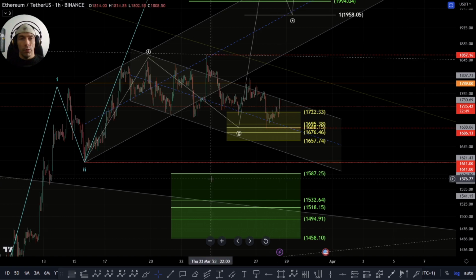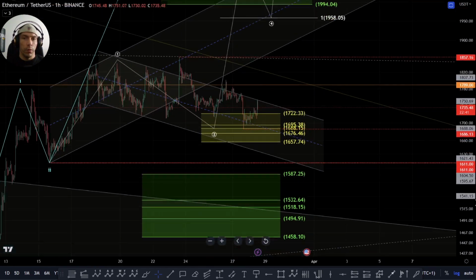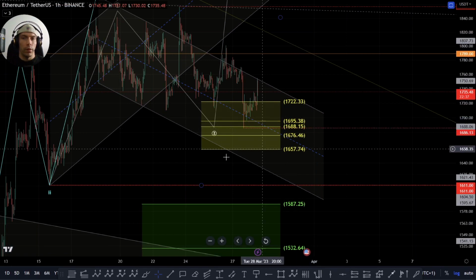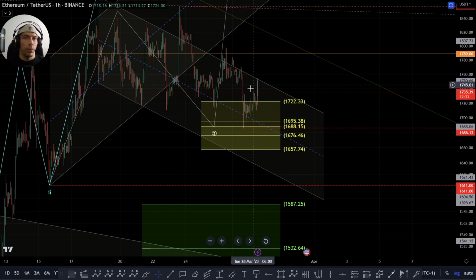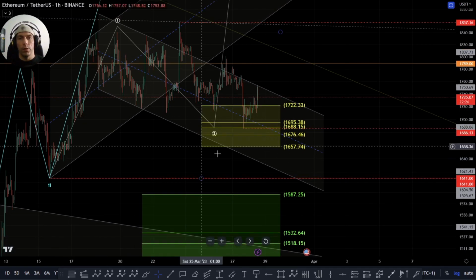Okay, so we need to talk about a couple of things here within the subwave counts, and some of the things we were potentially looking for yesterday have actually invalidated, and where we think that this is going. So we did actually come down here towards this 1695 to this 1688, which is this golden pocket area, and we did get a reversal off of this. But the way that we've been rejected here, we need to just be careful that we don't have some continuation to the downside. So I've still got this channel on here.